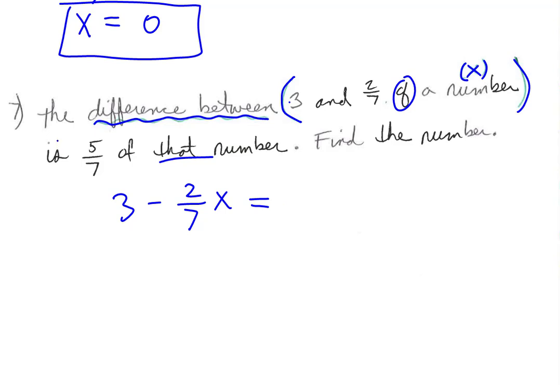Now when we say the word is, that's going to be our equal sign. Sometimes you'll see a phrase like is equal to or just is. We're going to have just equals here for is. And then we see beyond that 5/7 of that number. So again, there's of for multiplication. So we'll say times or just put the letter x after it, knowing that a number written directly in front of a variable means multiplication. So we now have a total equation of 3 minus 2/7 x equals 5/7 x.